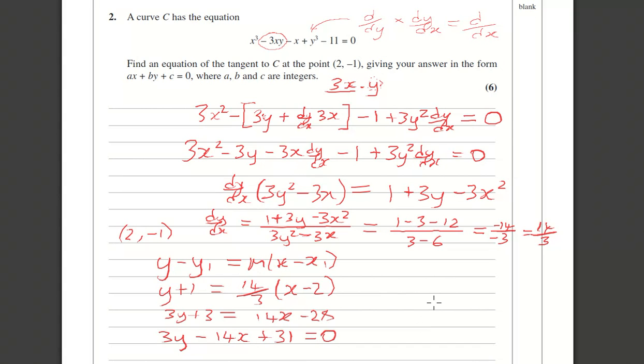So that's absolutely equivalent to minus 3y plus 14x minus 31 equals 0. Either answer is absolutely correct. Hope that makes sense. Well done.